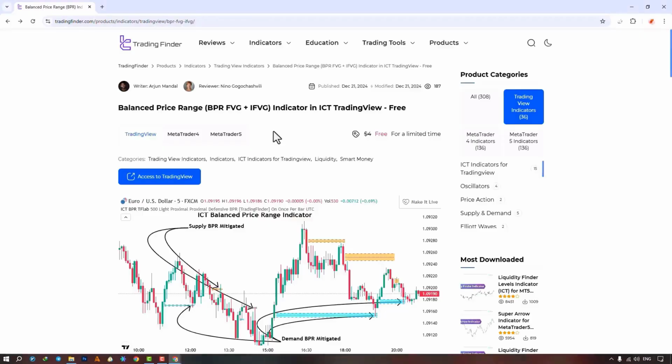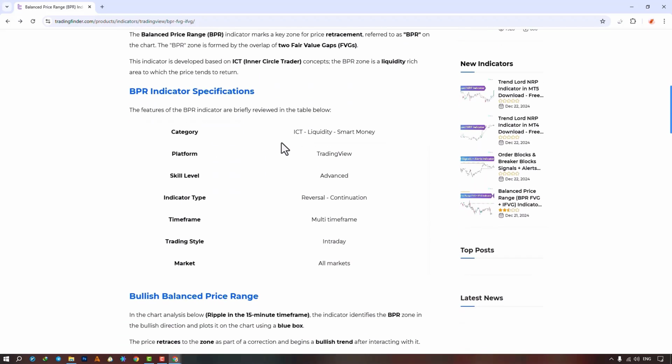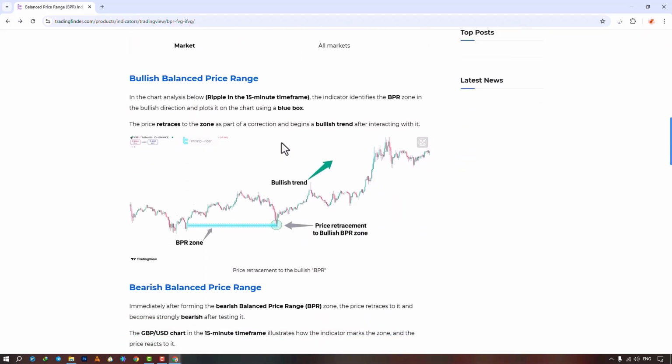The Balanced Price Range (BPR) indicator is available for various platforms on the TradingFinder website. From this section, you can access this indicator on the TradingView website. Traders refer here to understand the indicator, search and apply it on TradingView, and add it to favorites for quick access.